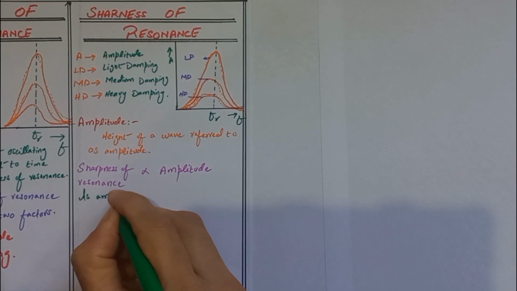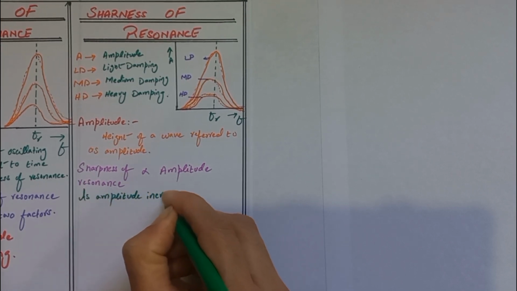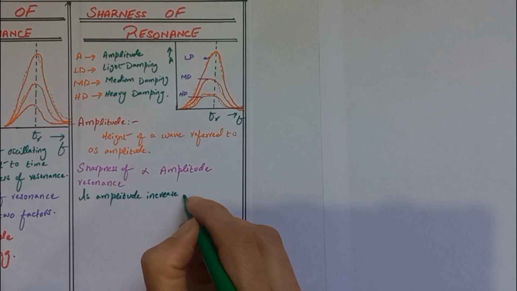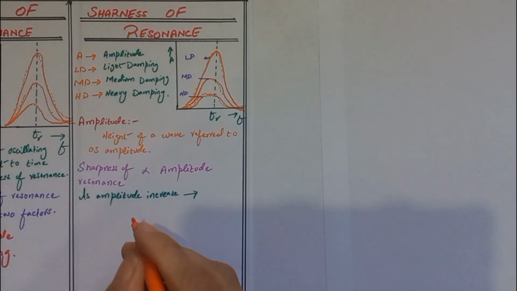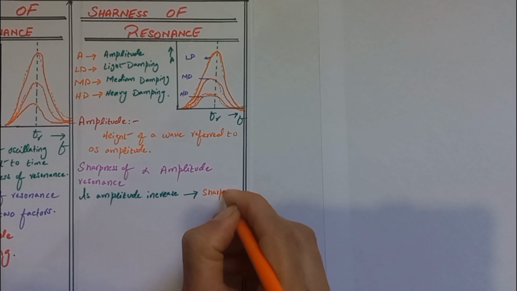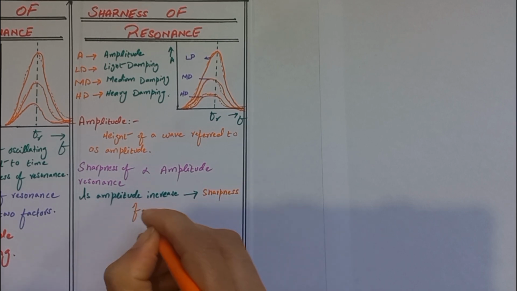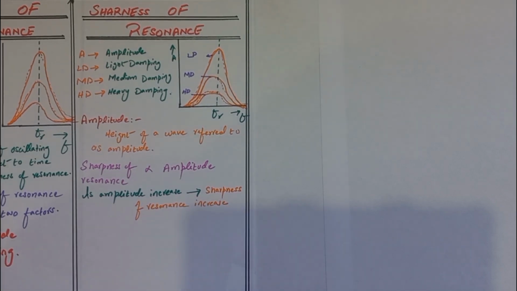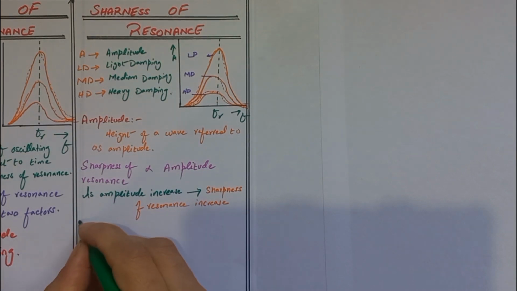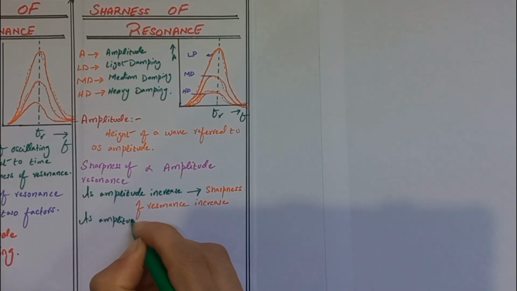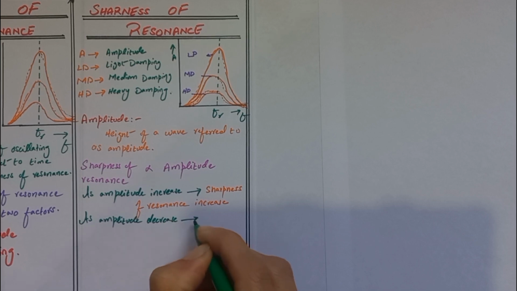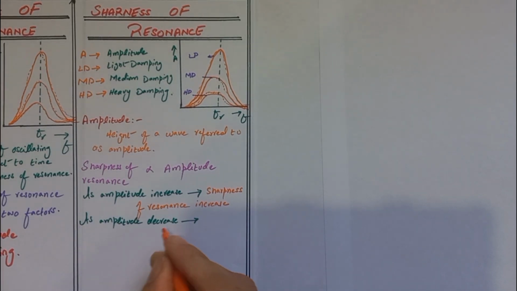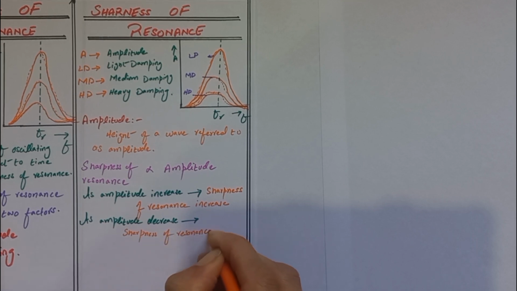As amplitude increases, so the sharpness of resonance increases. As amplitude decreases, then we can say that the sharpness of resonance decreases.